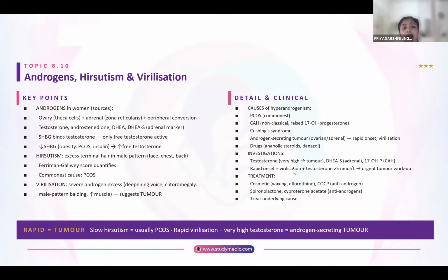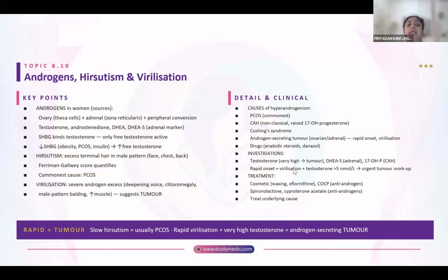Next is your adrenal, the zona reticularis, estrogen to androgen. So what are the key androgens that we are talking about here? We look into testosterone. We look into the active form of testosterone, which is the androstenedione. We look into DHEA and we look into DHEAS. These are the key androgens that we deal with when we talk about androgens in women.